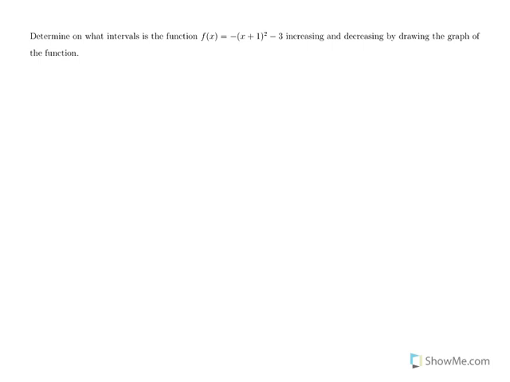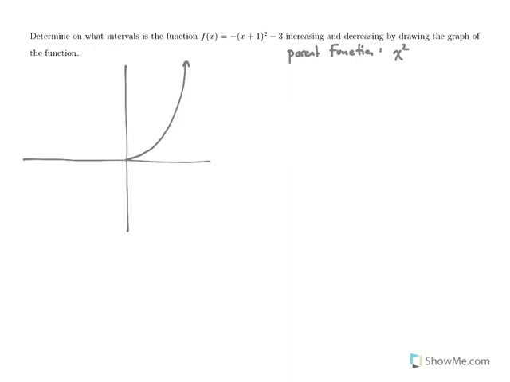So to graph this function, let's start by graphing our parent function, and that is x squared. And we should know that x squared is our parabola as so. And we have three different function transformations on that parabola. We have this plus 1 on the inside, which is going to move to the left 1 unit.